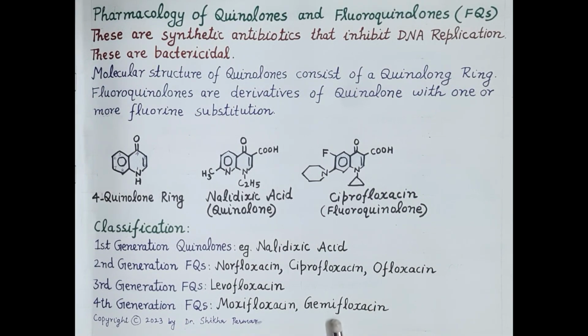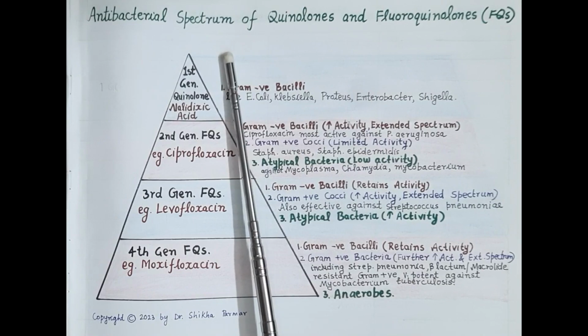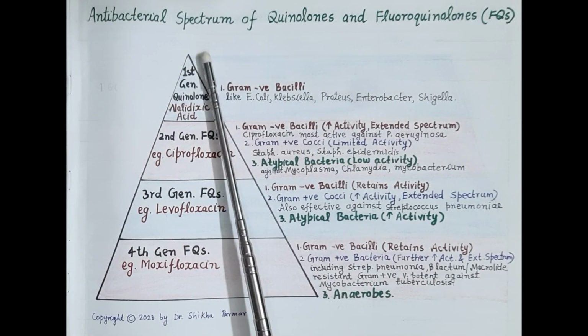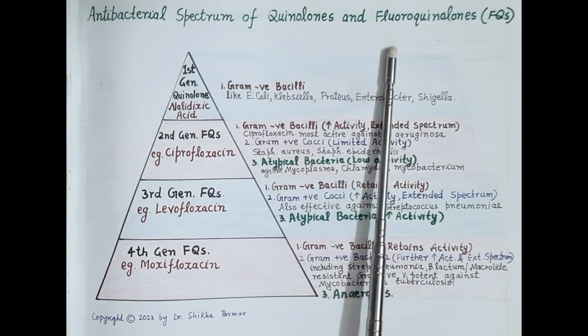Now, these antibiotics again retain their activity against gram-negative bacilli and show improved and extended activity against gram-positive bacteria, and they are also effective against anaerobes. Now, here levofloxacin and moxifloxacin are termed as respiratory fluoroquinolones, as these are very effective in respiratory infections. Now let's study antibacterial spectrum of quinolones and fluoroquinolones.